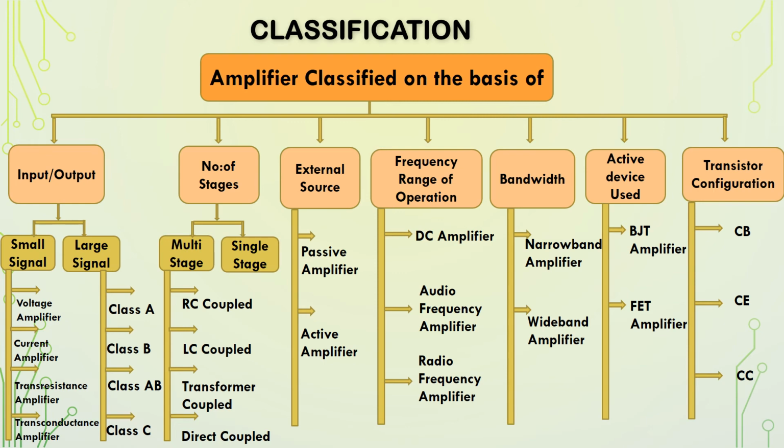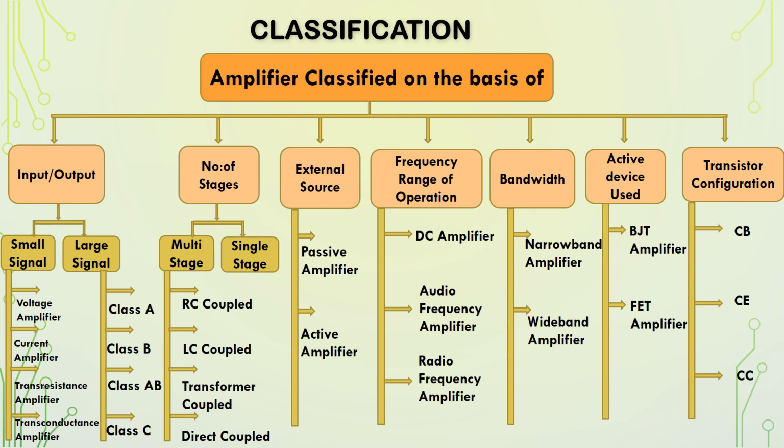And next, which is based on the external source, we have the passive amplifier and active amplifier. Passive amplifier: a step-up transformer is an example of a passive amplifier. That is, if an alternating voltage is applied to the transformer, a large voltage signal is available at the output. Actually it does only voltage amplification, no power amplification will be done using a passive amplifier. And active amplifier means it takes power from an external source and uses it to boost the input signal.